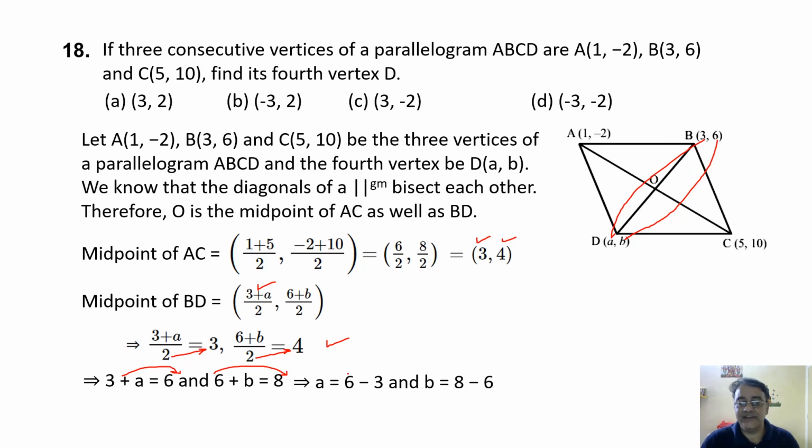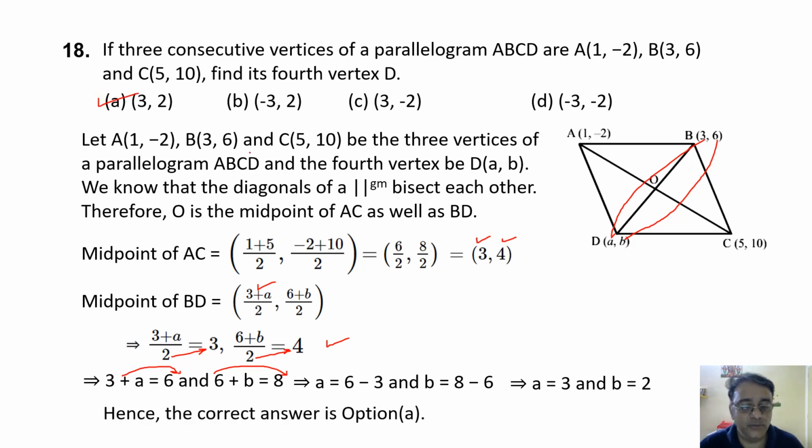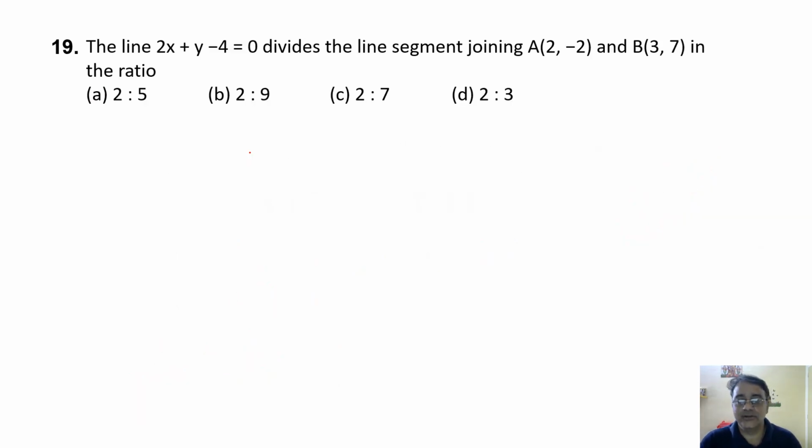So what is the value of A? 3. B? 2. Which option is the correct one? Option A. Option A, right. So now we are moving toward question number 19. Total 20 questions hai. So this is the second last question.